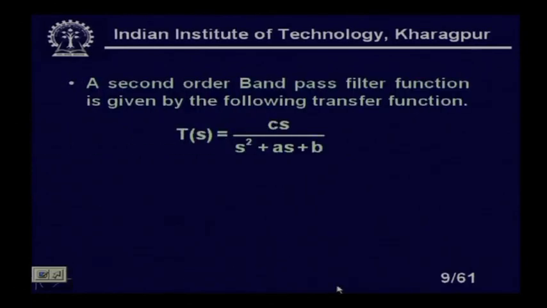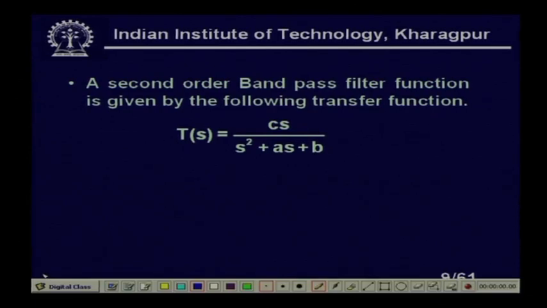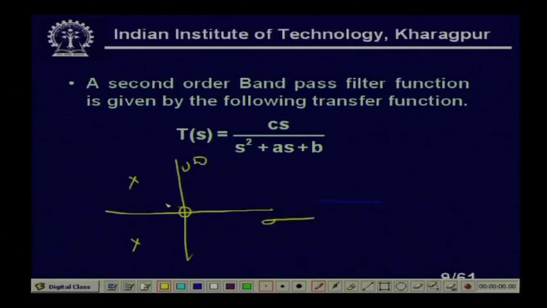A second order band pass filter function is given by the following transfer function, which is T(s) = C s upon s square plus a s plus b, right. Now, in this case the pole zero pattern will look like this in the sigma j omega plane, right. So, we have complex conjugate poles and 1 zero at the origin, clear. This is the pole zero pattern of a second order band pass filter, clear.